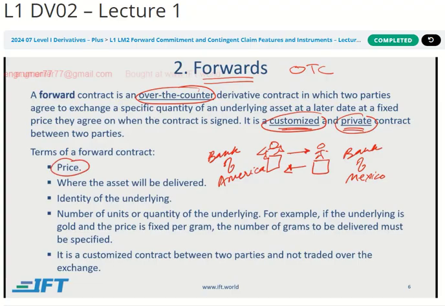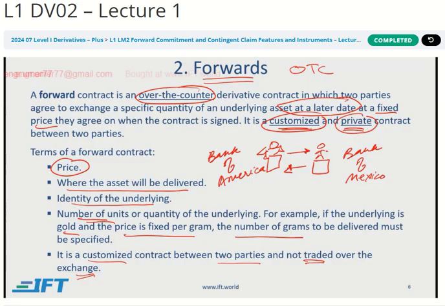They agree on a price at which the asset will be bought or sold at a later date in the future, right? The price is fixed and there is going to be a delivery of the asset at the time of the expiry of the contract. The identity of the asset has to be clearly written in the contract, and how many units of that asset will be delivered. Whether it is gold, then the price will be fixed per gram, and the number of grams. If it's stocks, then price per stock, number of stocks. And this will be a completely customized contract where the two parties are getting into a deal themselves, and this is not traded over the exchange.